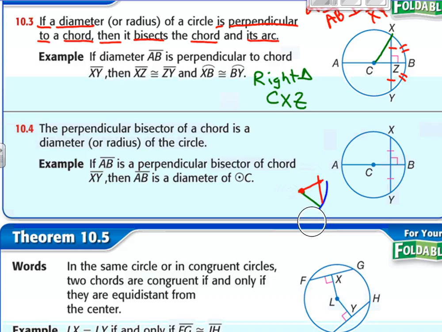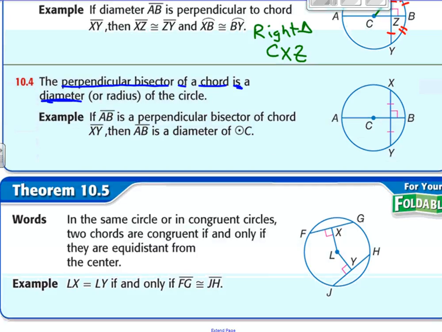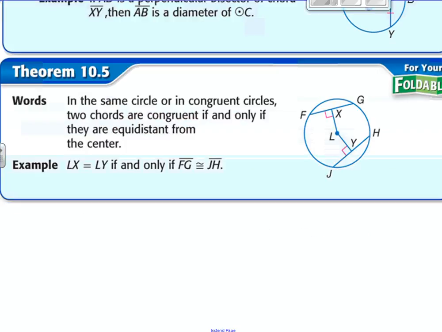So this is a very powerful theorem that we're looking at for 10.4. The perpendicular bisector of a chord is the diameter. And again, we're not going to draw it in this time, but if I drew in CX, that would be a radius of the circle, and I could use the Pythagorean theorem possibly again there as well. The next one we'll use quite a bit today.